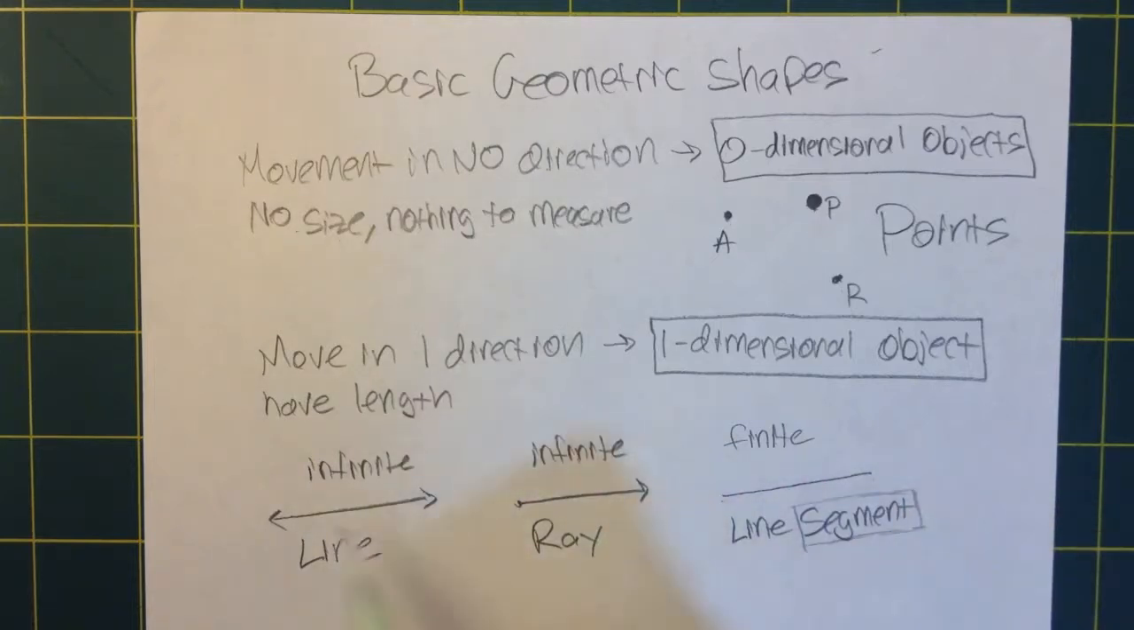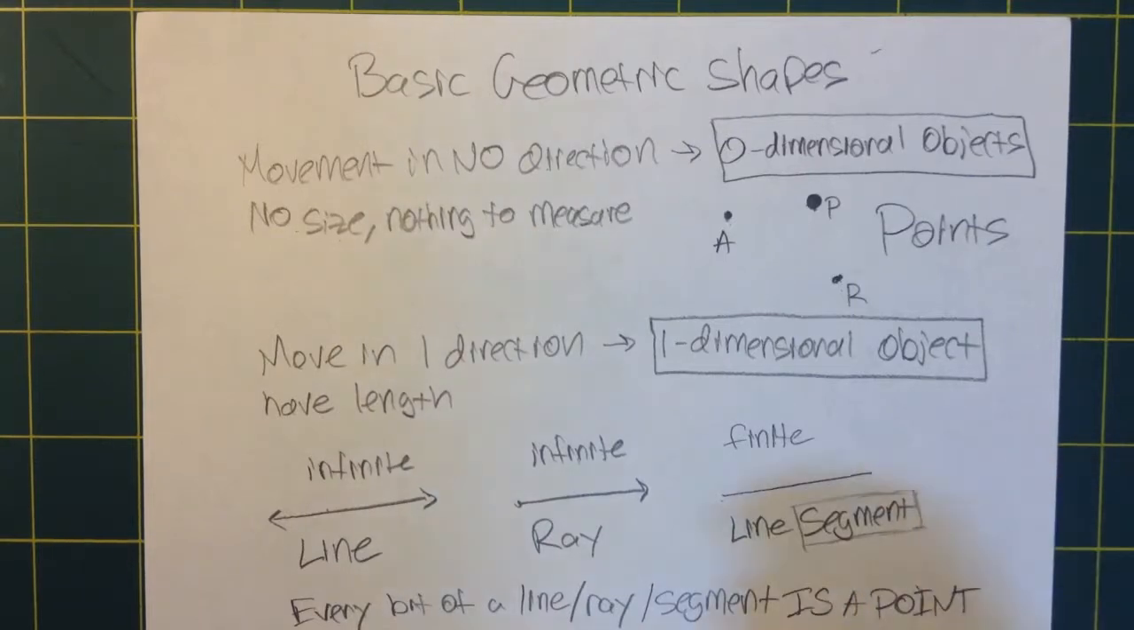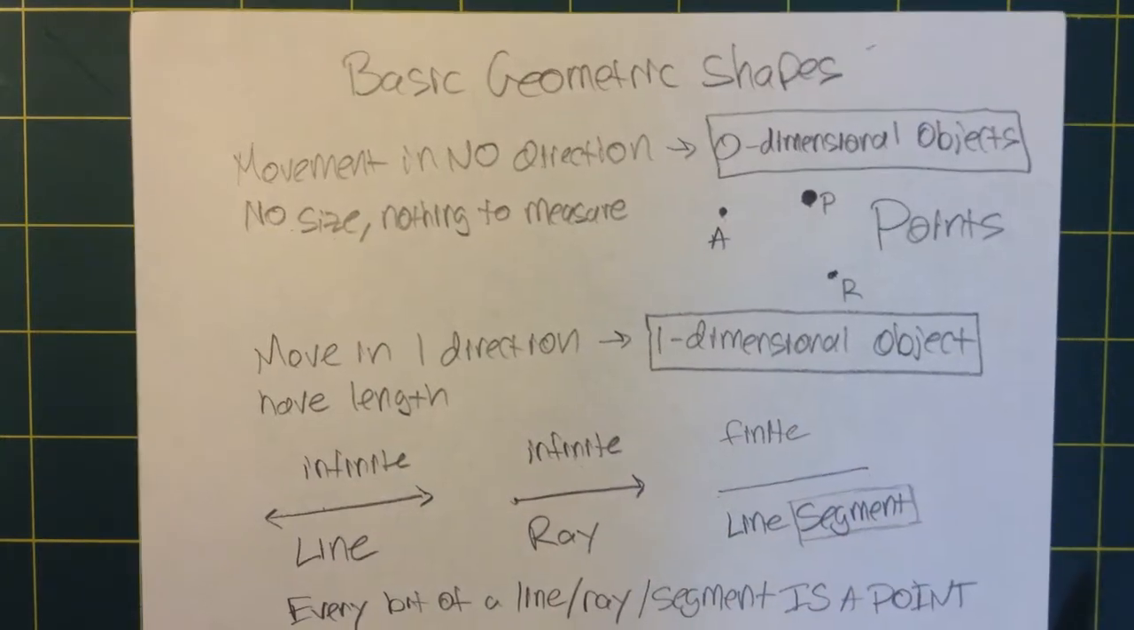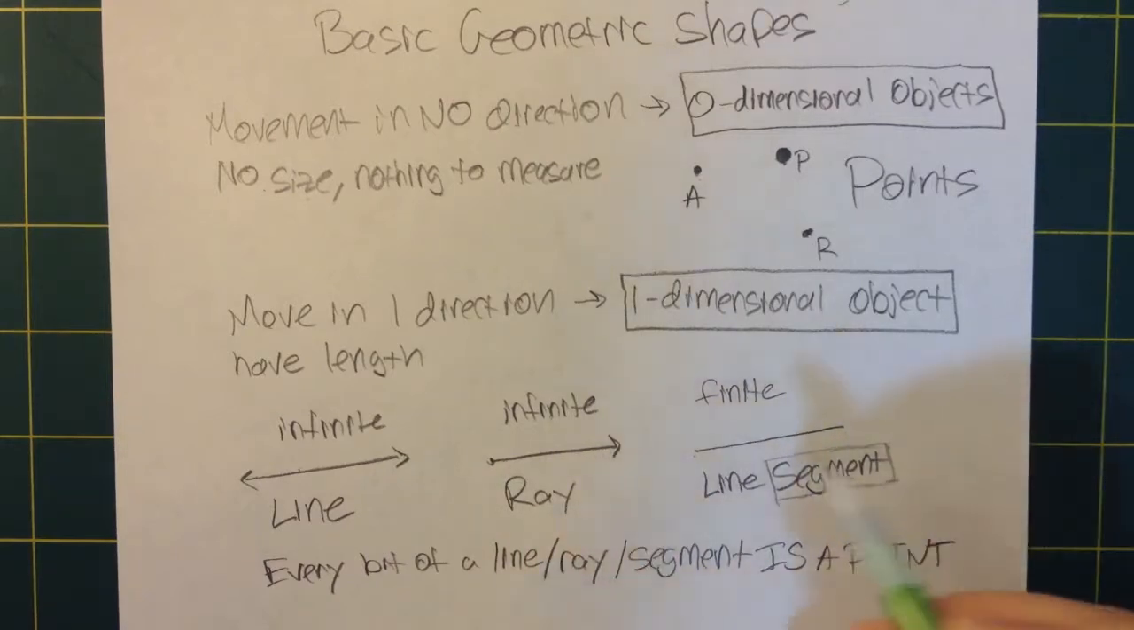And for all of these objects, every single bit of a line, a ray, or a segment is a point. So even though there are none that are bolded on here, every bit of pencil that you see on this line is a point. Every bit of pencil you see on this ray is a point. Every bit of pencil you see on this line segment is a point.